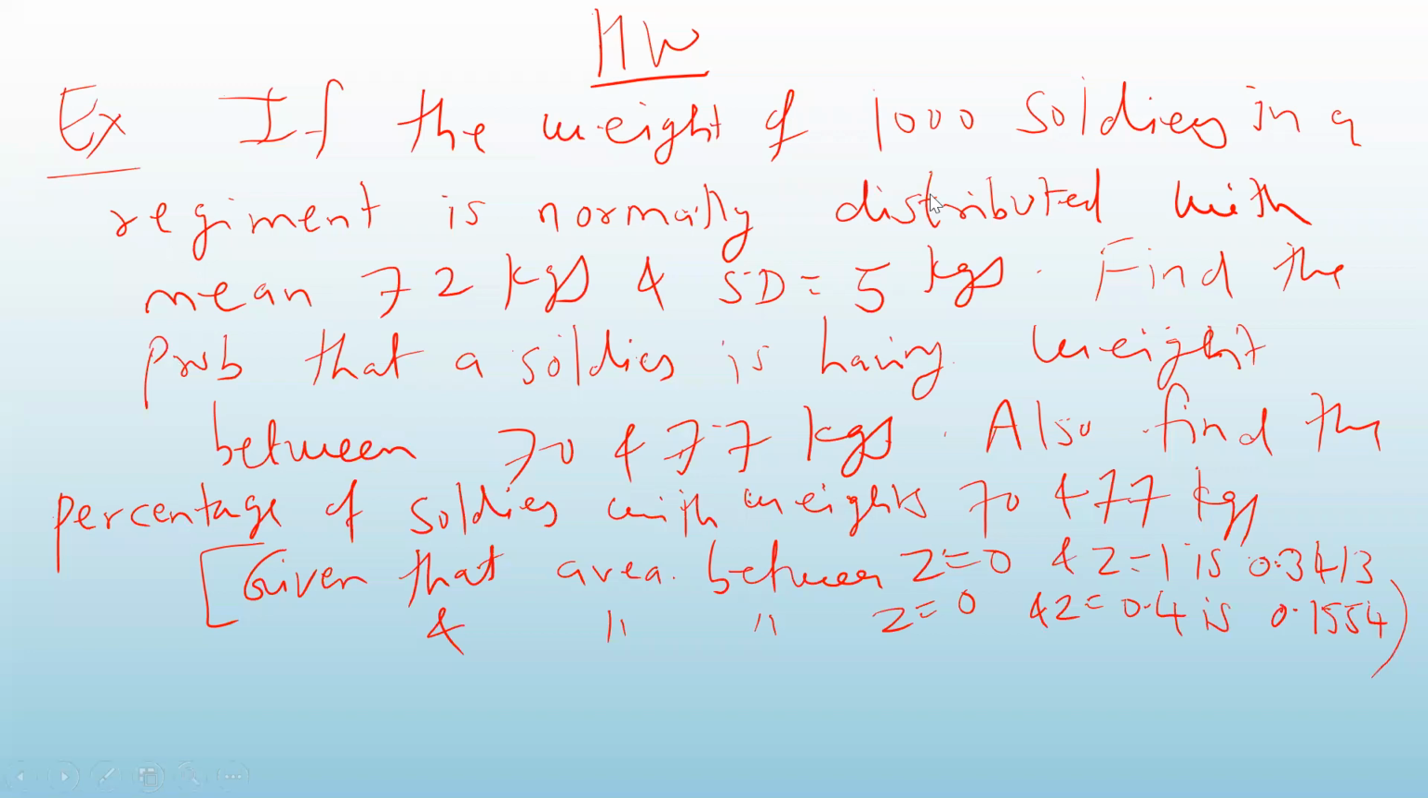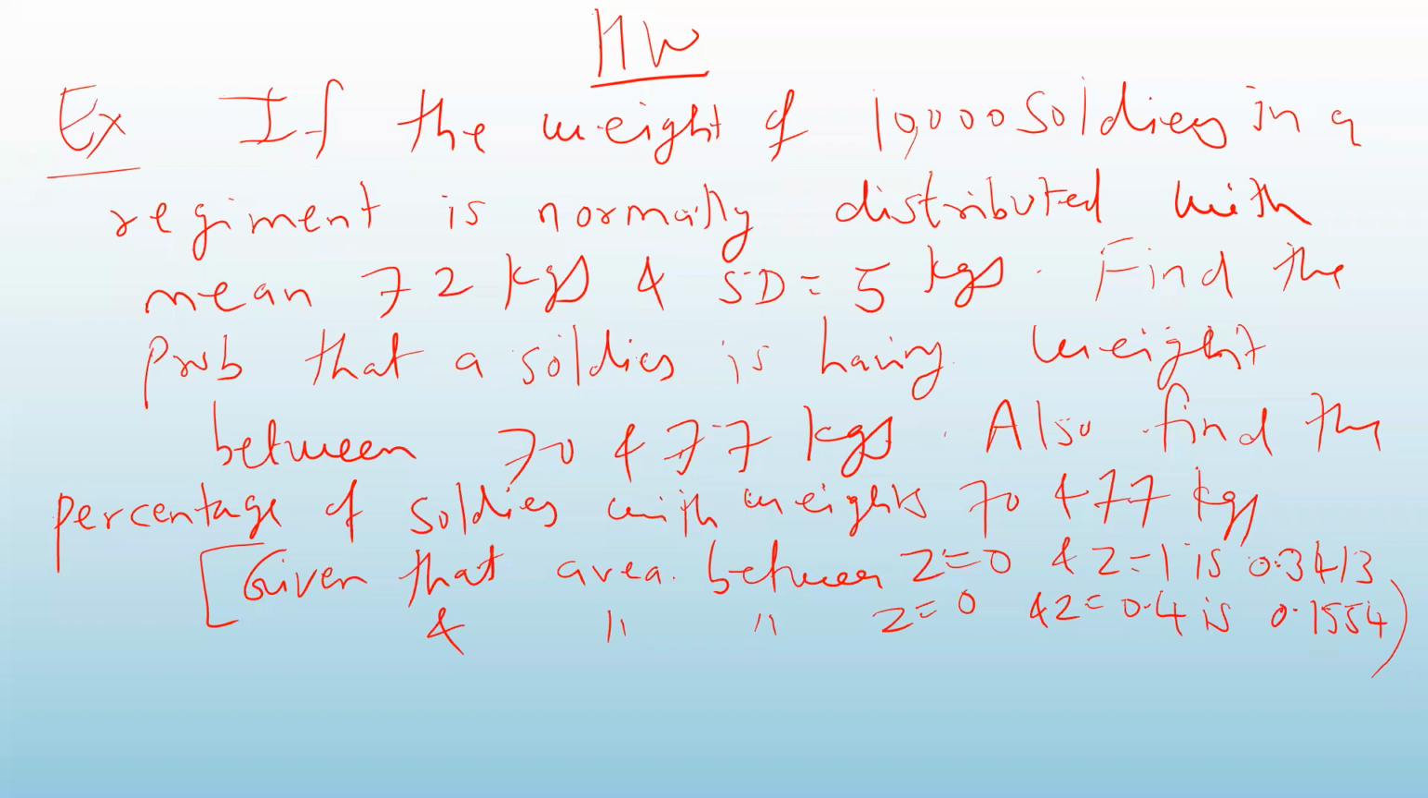If the weights of 10,000 soldiers in a regiment is normally distributed with mean equal to 72, standard deviation is 5. Find the probability that a soldier is having weight between 70 and 77. After you have found out the probability, find the percentage of soldiers with weight 70 and 77. And you are given that area between z equal to 0 and z equal to 1 is 0.3413, and between z equal to 0 and z equal to 0.4 is 0.1555. Please take the screenshot of this.